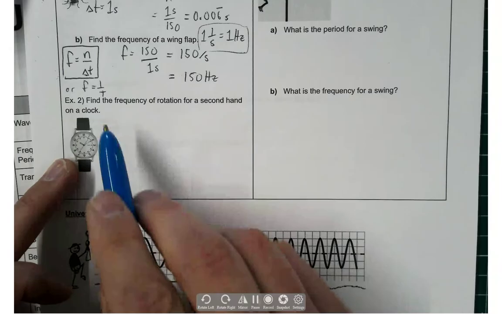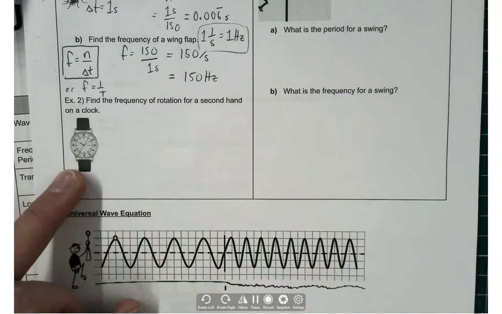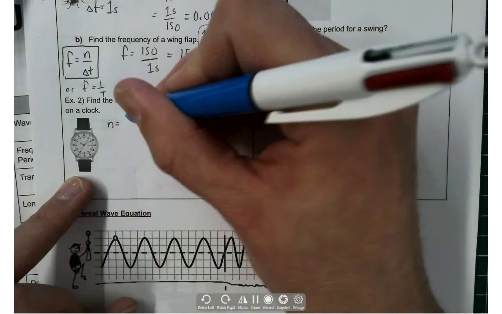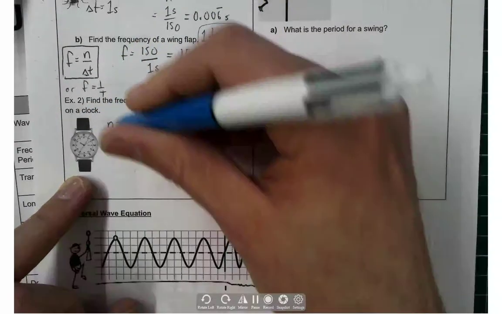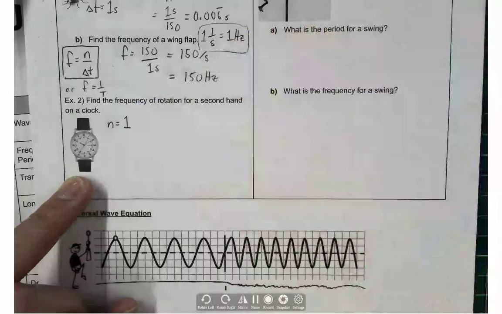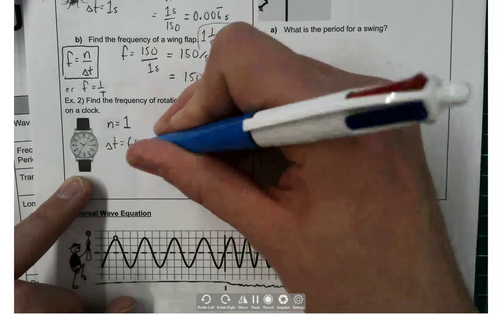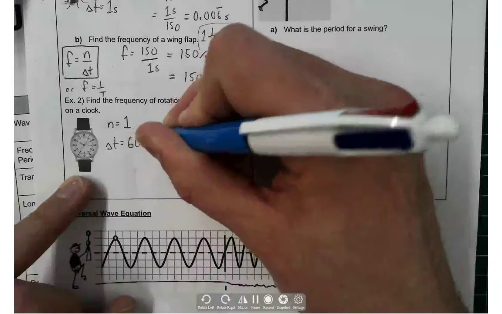I want to talk about the frequency of a rotation of a second hand on an analog clock on this watch. So if I want to know the frequency, I have to know how many times the second hand's going around. Let's just choose that it's going around once. We could choose twice, but that's going to change the time, right? If it goes around one time, I know that's going to take 60 seconds. We can say 60.0 seconds if that feels better.